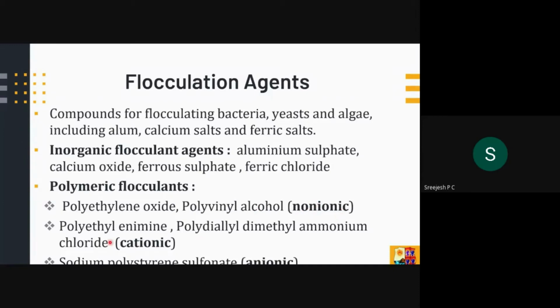Under the cationic, you have polyethylenimine and polydiallyl dimethyl ammonium chloride. So these are examples of the cationic flocculants. Similarly, sodium polystyrene sulfonate is an example of anionic. So this way, there are different types of flocculating agents. Depending upon the process, we need to standardize which flocculating agent can be added, what should be their dose, and what should be the condition.